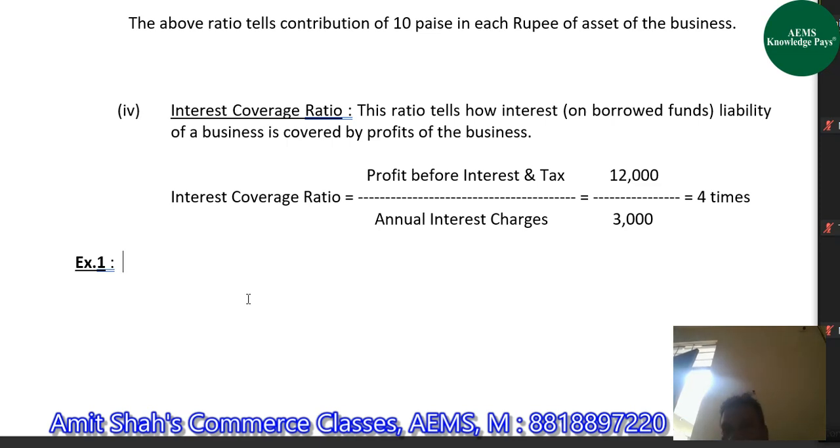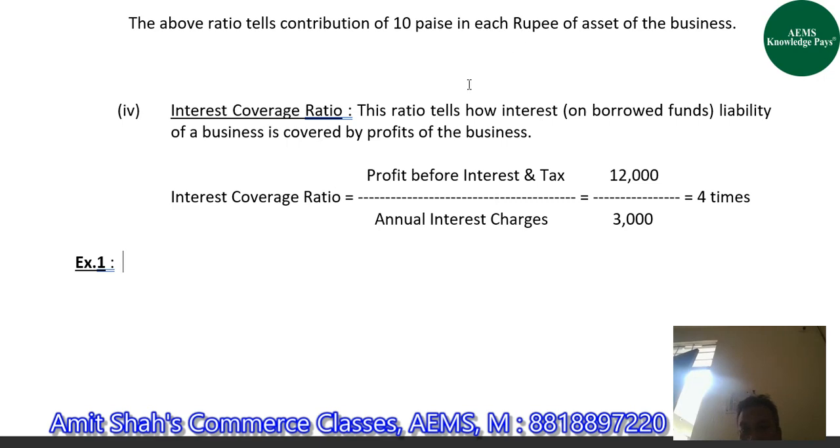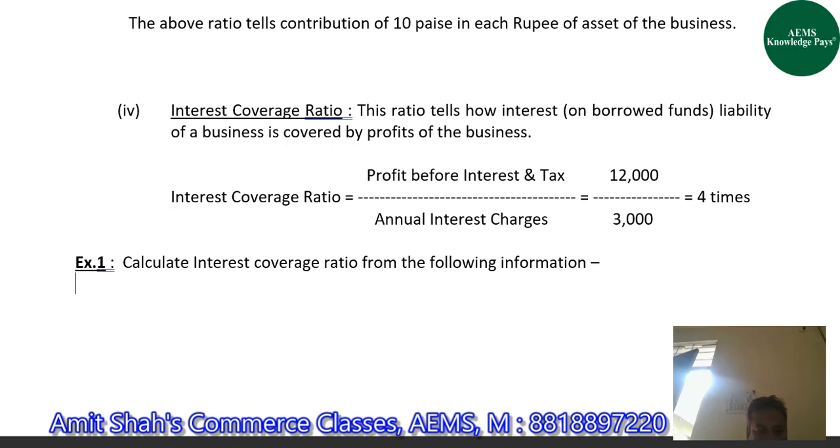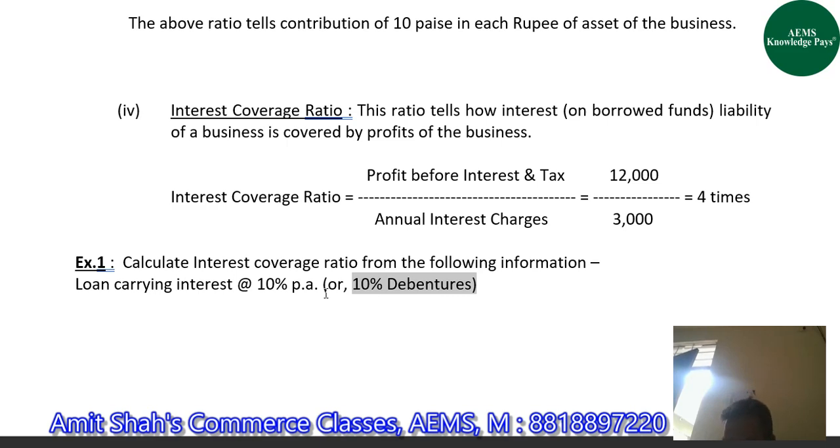Okay, let's see, guys, an example which has been commonly asked for this ratio. Do not write this, guys, anything. Please look at here. Debentures are debt instruments, guys. I have discussed this earlier also.